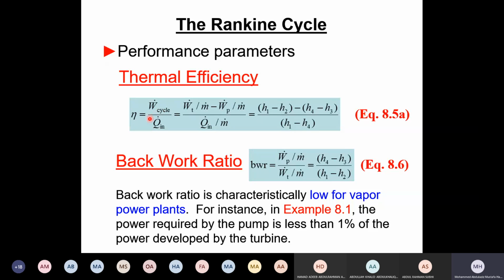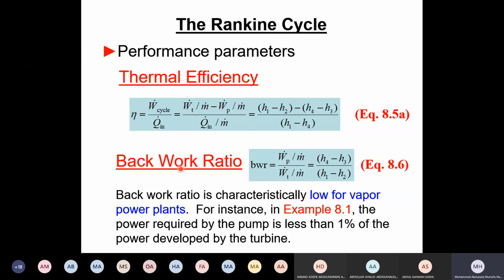This is the work, the power. This is what we are looking for. The second performance figure is the efficiency. We divide W cycle by Q in. This will give us the efficiency. So these are the two main parameters for this cycle, the two main performance figures. We need to increase the work. We need to improve the efficiency. So these are the two main.